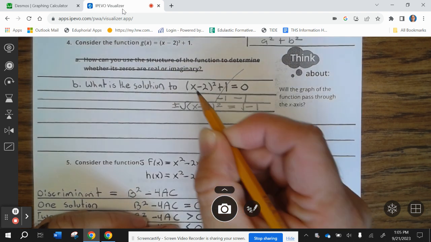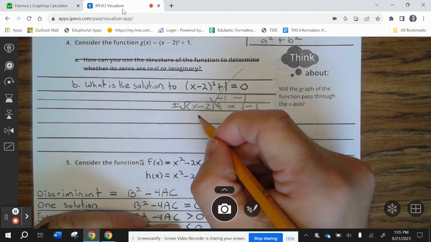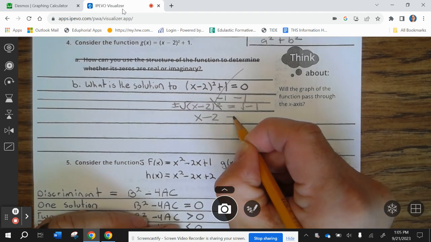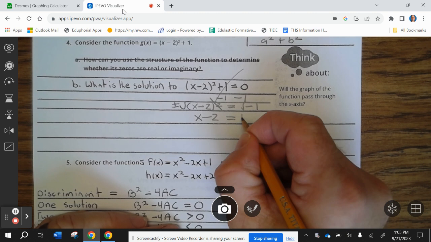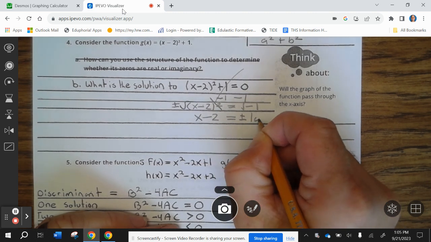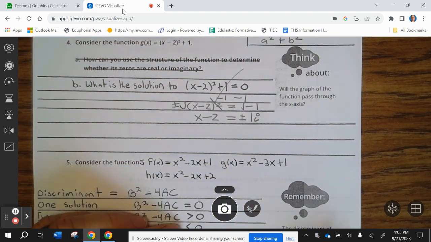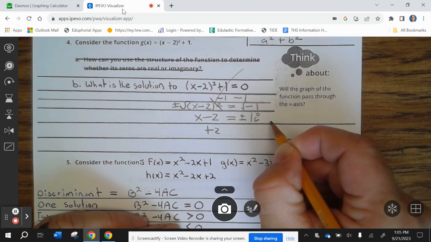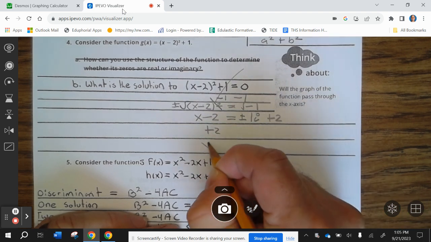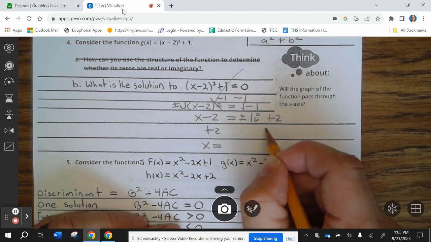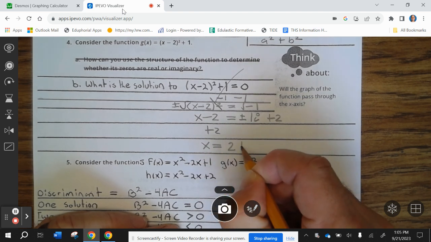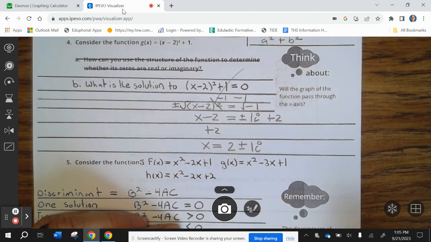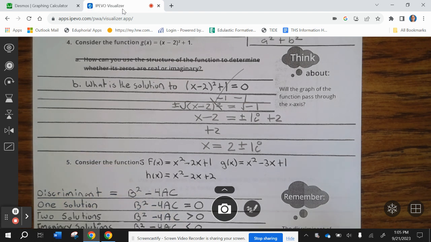We're going to take the square root of both sides. Remember, square root is plus or minus. The square root cancels the squared. You're left with x minus 2 equals, now the square root of negative 1 is plus or minus 1i. Now we're going to add 2 to both sides. So x equals, and let's go ahead and put the 2 in front, 2 plus or minus 1i. Okay, go ahead and finish it up.